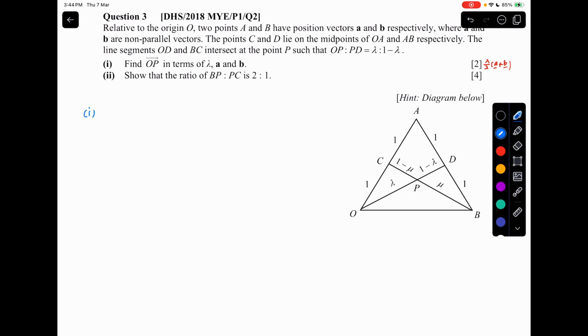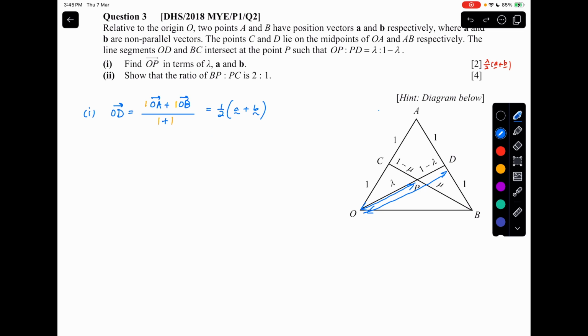Now, OP is here, and it is actually a fraction of this whole thing OD. So I think what we can do is we can find OD first, and then we can scale it back to OP. So what is vector OD first? Using the midpoint theorem, it will be a combination of OA and OB. Now the ratio is 1 to 1, so technically speaking, it will be just purely half of OA plus OB. So it is technically half of vector A plus B.